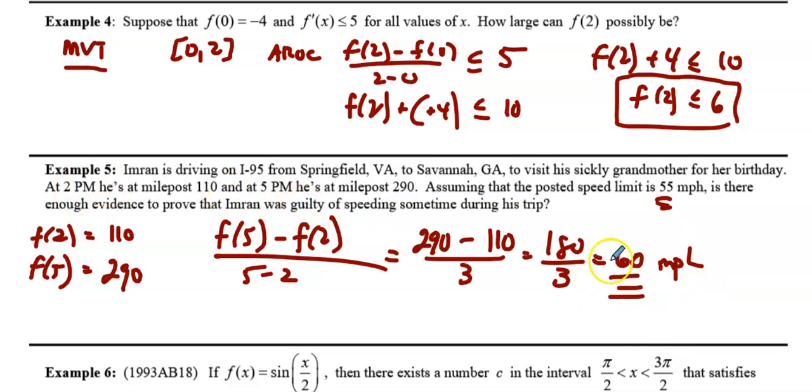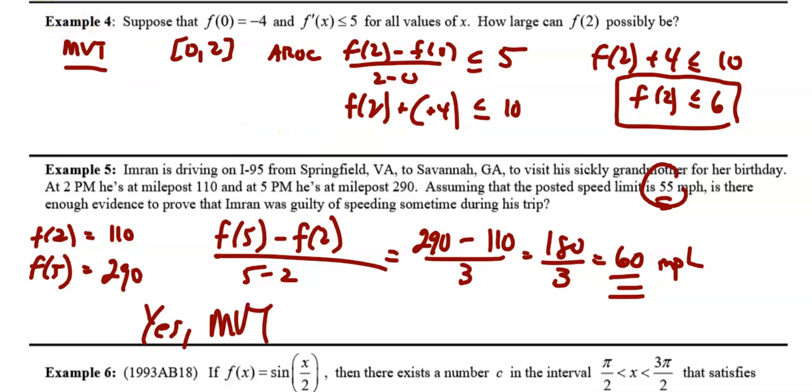So if the average was 60 miles per hour, not only was he speeding, he was speeding for the majority of the trip. So then, yes, we could say that there is enough evidence for this, that the average rate of change was 60 miles per hour by the mean value theorem. So again, if the average rate of change is 60 miles per hour, he had to go over 55 at least one moment in time, which again, if the average is 60, then he went over quite a bit. So that's just an example of the mean value theorem.